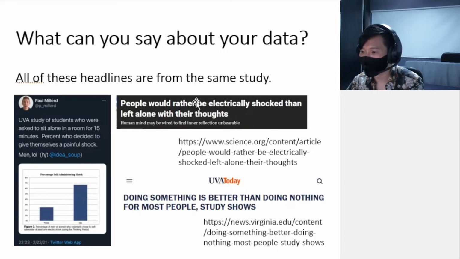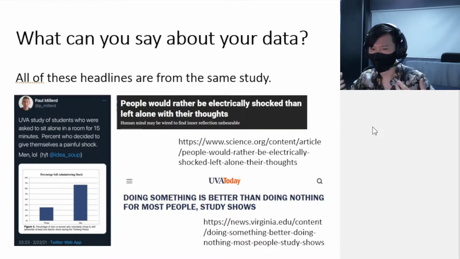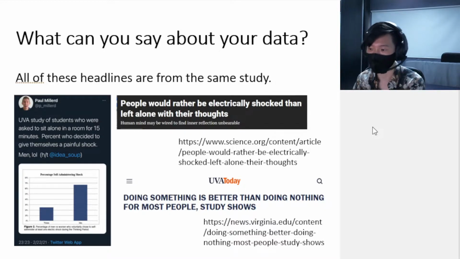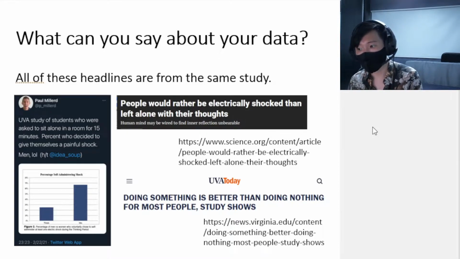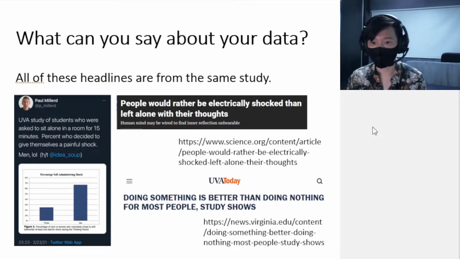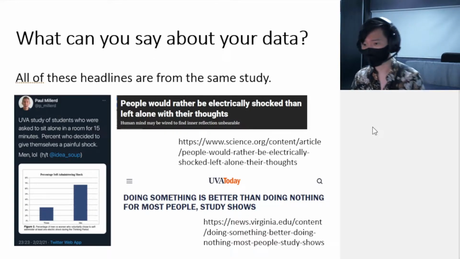This headline by science.org seems to imply that, well, this is an indicator of internal turmoil, right? They're saying that, oh yeah, if you're left alone with thoughts, that really sucks. It's much better to feel physical pain than it is to feel mental pain. And they're making that comparison between preferring physical to mental boredom if you go and follow the link. And then the UVA Today article frames this as an act of doing something. It doesn't even talk about the pain, right? It's just like, oh yeah, doing something is better than doing nothing for most people. So, kind of straightforward, kind of plain there, right?